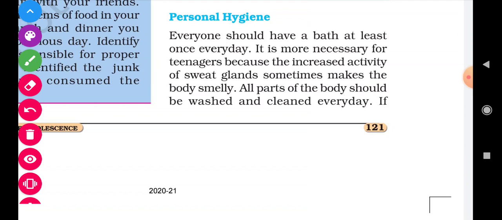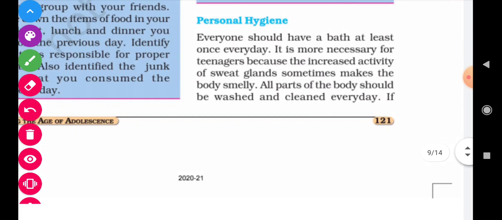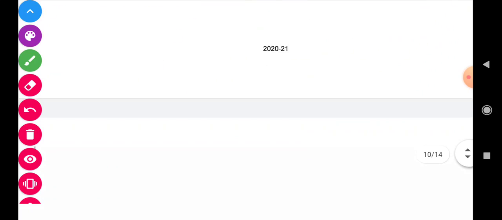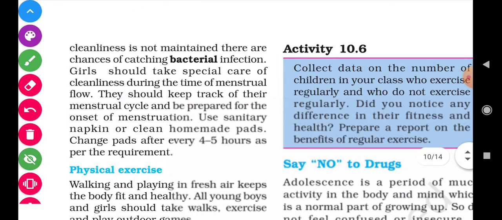It works very speedily, so the body starts sweating frequently, so they need to clean their body once every day and wash all their body parts. If cleanliness is not maintained, there are chances of catching a bacterial infection.